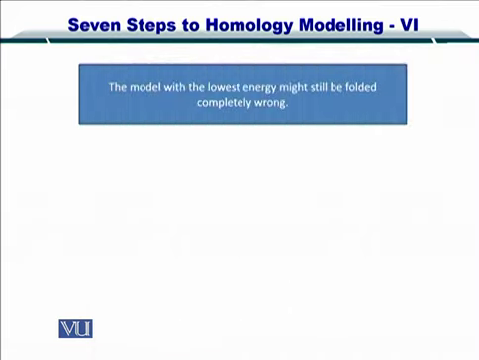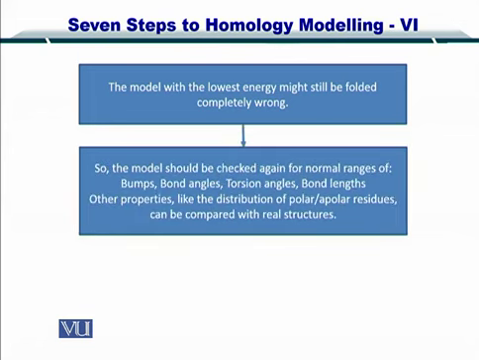So let's start. As I just mentioned, we now have a protein structure that we have predicted, and it has the minimum energy and therefore is very stable. This was obtained by using molecular dynamic simulation. After we have predicted this structure, we need to evaluate it for bumps, bond angles, torsion angles, lengths of the bonds that are there, and several other properties such as distribution of polar and apolar residues.